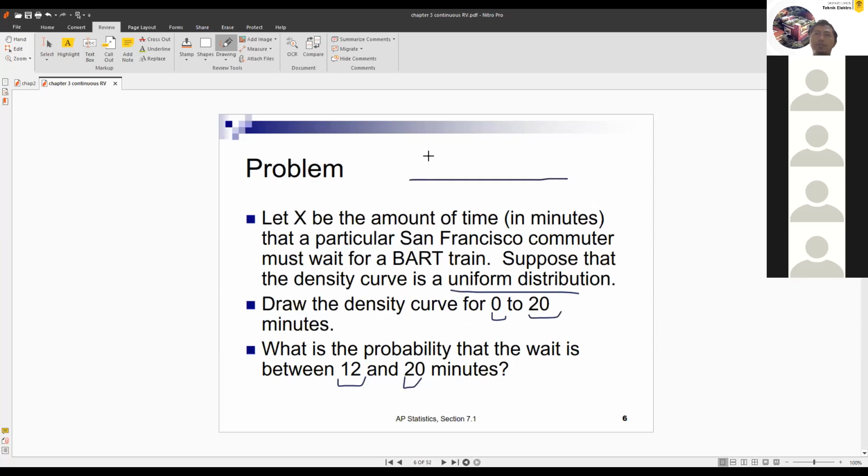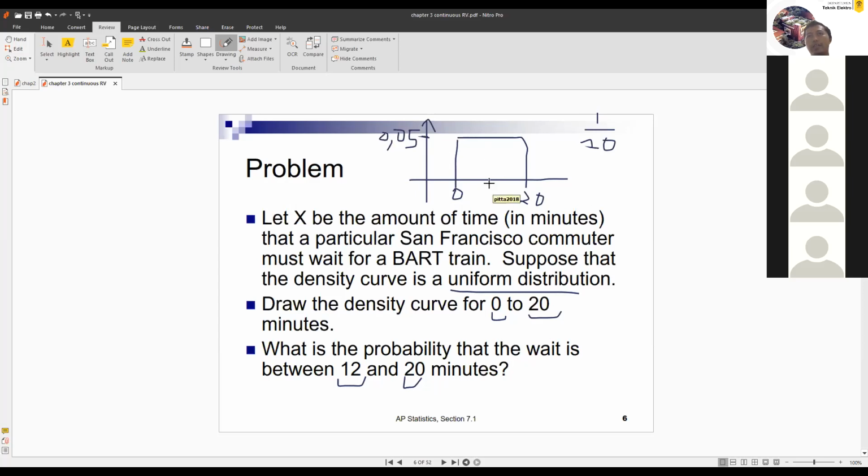So we draw here the uniform distribution. Oh, sorry, it should be from 0 until 20. Okay. So what is the value here? The value is 1/20, right? Yeah, 1/20. It should be 0.05, right? Okay. So what is the probability that the wait is between 12 until 20?